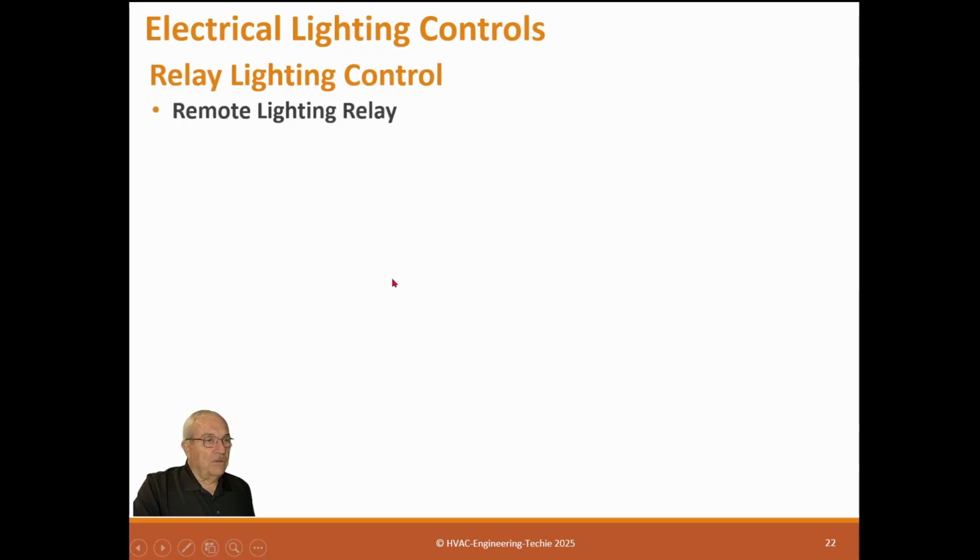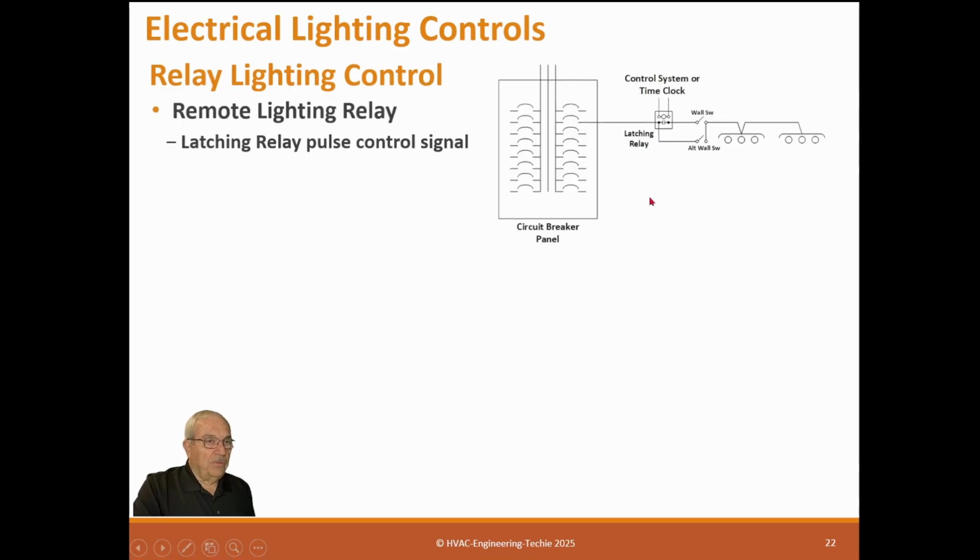Lighting control, remote lighting relay. Now this would be if you have a circuit breaker that's leading out to a bunch of light fixtures and you want to put a relay in here and control that relay from some control, a time clock or a computer or a BAS system, whatever. And this is normally done with a latching relay, which means the control simply sends out a pulse and this relay changes position. So if it's on, it'll turn it off. If it's off, it'll turn it on. And the reason they do that is so they don't have to keep power to this relay.